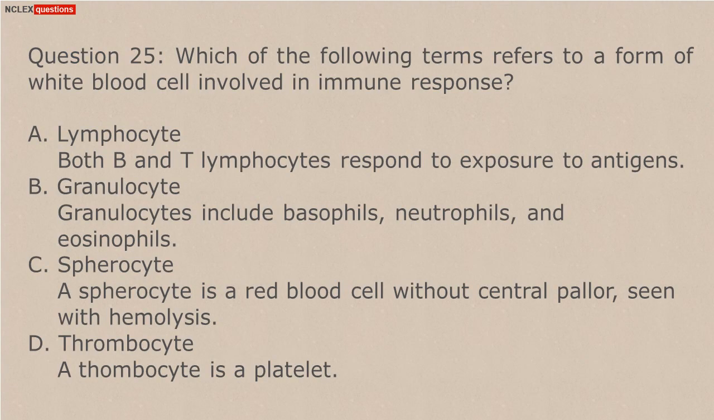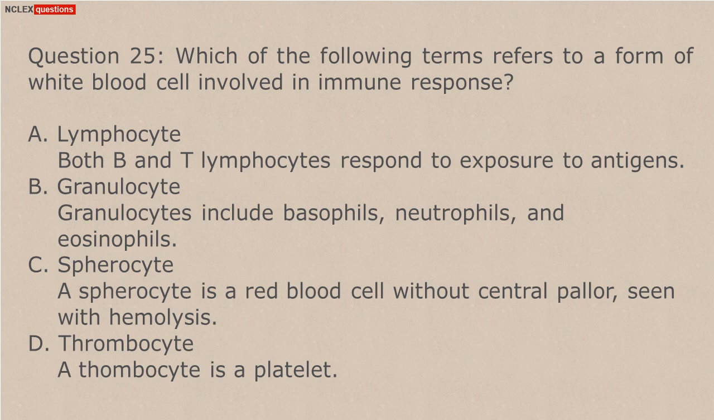Question 25. Which of the following terms refers to a form of white blood cell involved in immune response? A. Lymphocyte. Both B and T lymphocytes respond to exposure to antigens. B. Granulocyte. Granulocytes include basophils, neutrophils, and eosinophils.